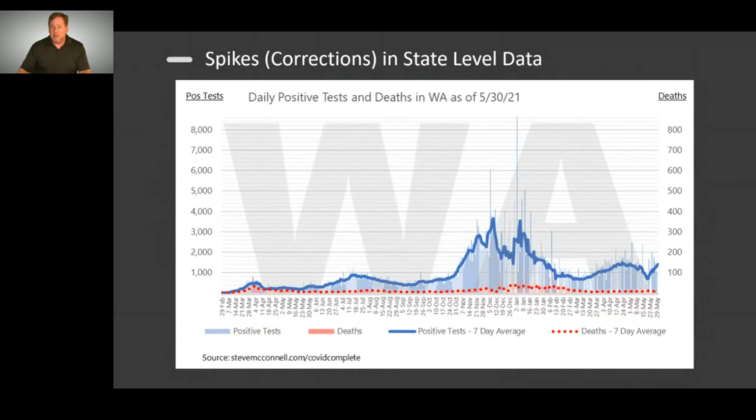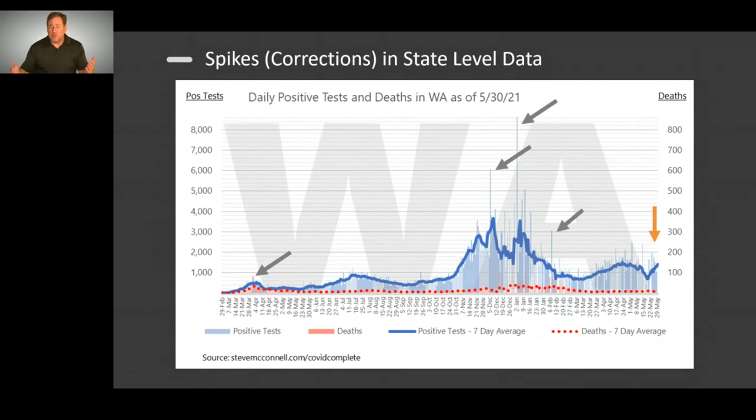One of the issues we have is spikes or corrections. States make corrections in their state level data. Washington State, my state, has been one of the worst offenders in this category. A year ago, more than a year ago, we had a correction, a backfill on our death data. More recently, we've had corrections on our positive test data.